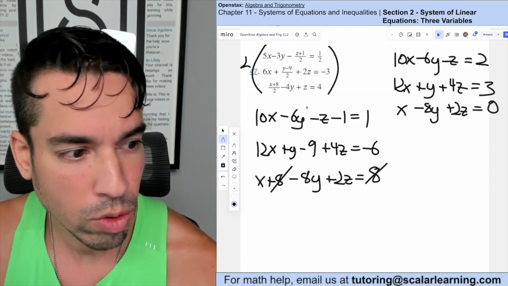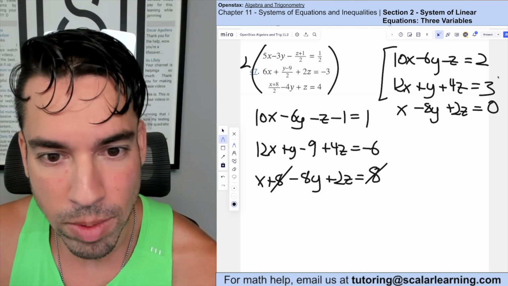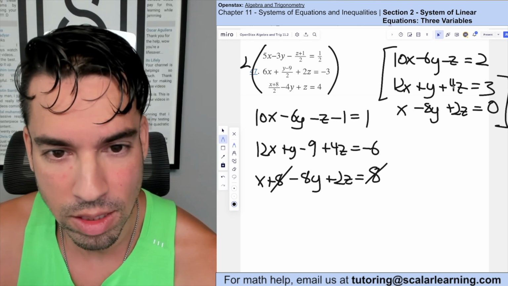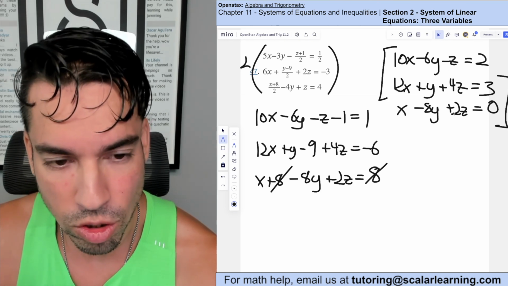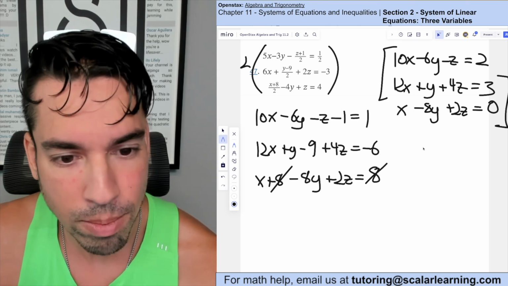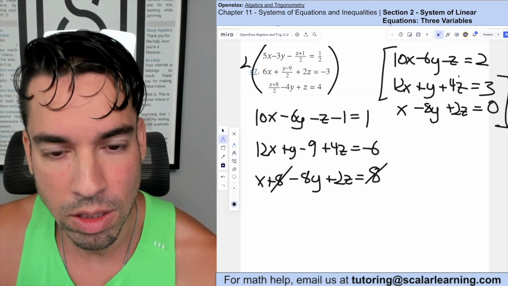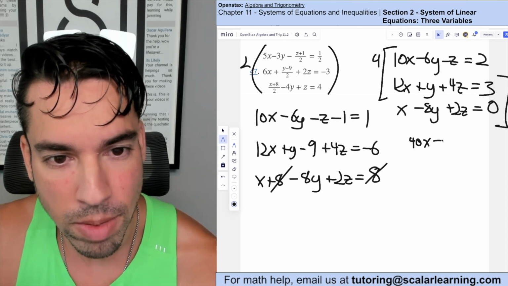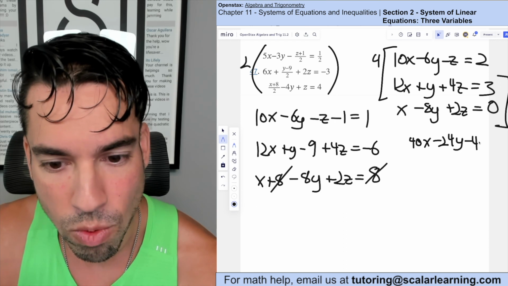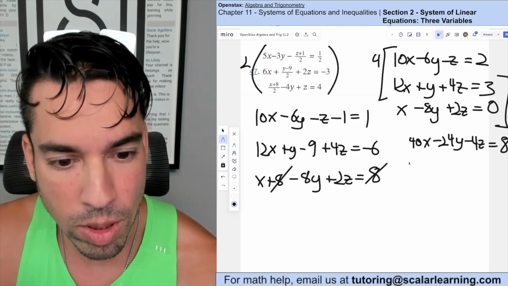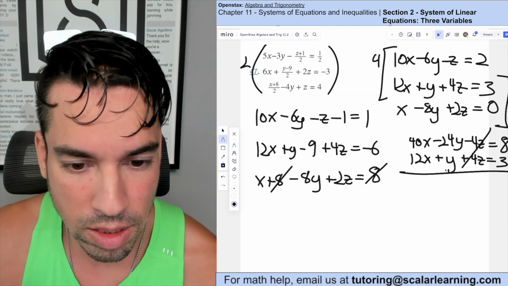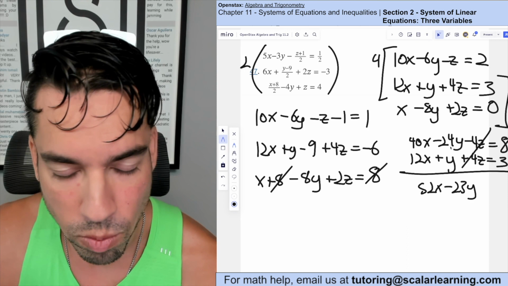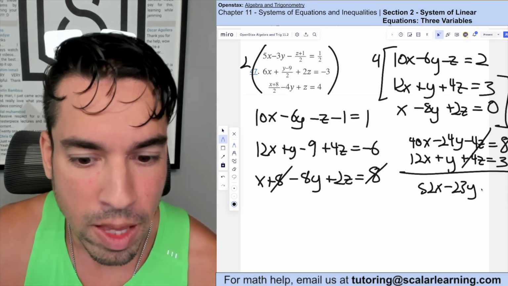Cool. Now what I'm going to do is group these two together and group these two together. I'm going to choose a variable to get rid of. I think the easiest one to get rid of in both cases is z, right? We got a negative z, 4z, and 2z. Okay, so let's first take the top two. And to wipe out the z's, I'm going to multiply the top one by 4. So now I have 40x minus 24y minus 4z is equal to 8. Bottom one I'm going to keep the same. Now we're going to add these together, canceling this out. And then we got 52x minus 23y, right? Negative 24 plus 1 is negative 23, is equal to 11.